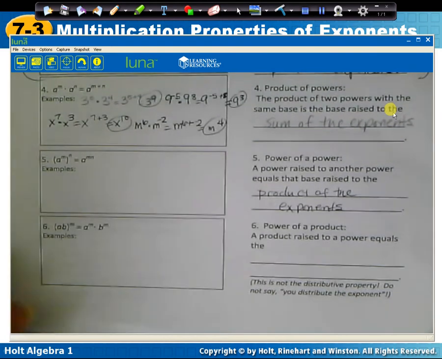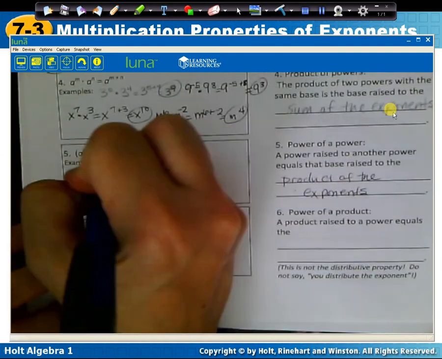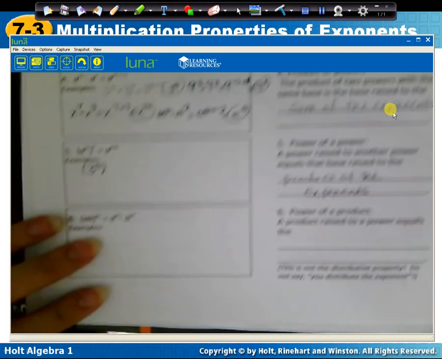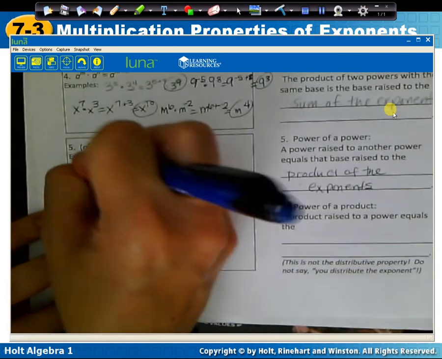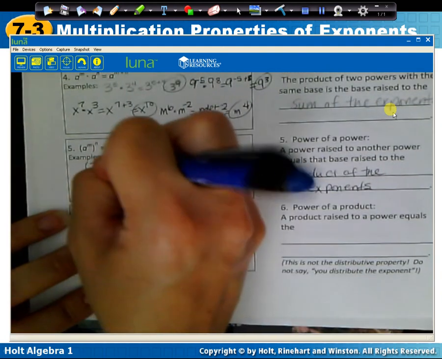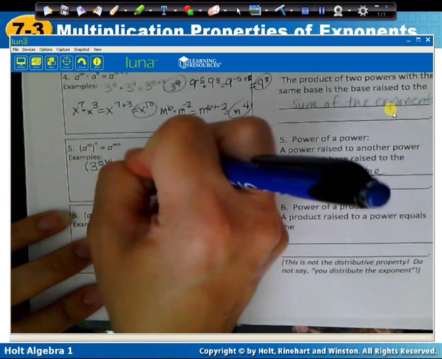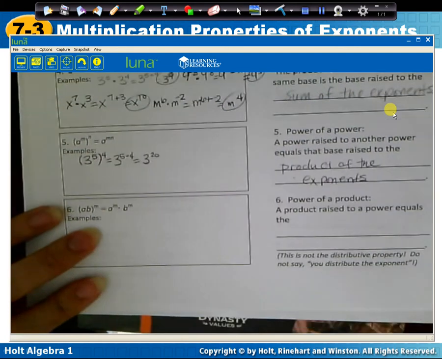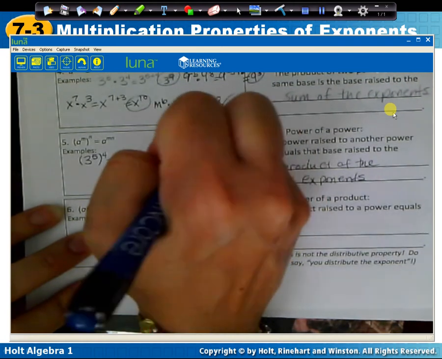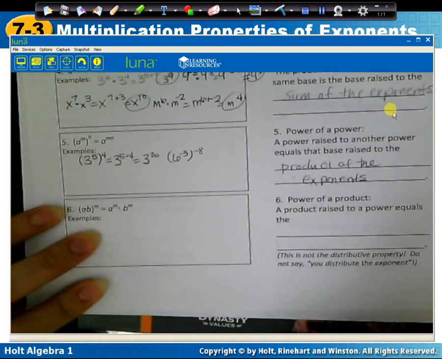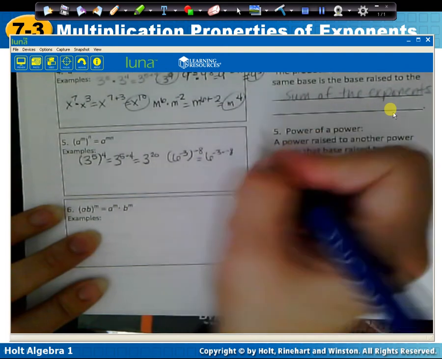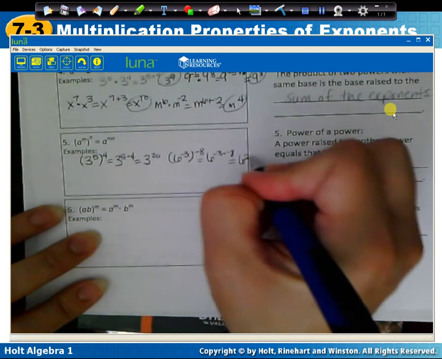Let's look at that in examples. Here it is in numbers. If I have 3 to the 5th raised to the 4th, that equals 3 to the 5 times 4, which equals 3 to the 20th. If I have 6 to the negative 3 raised to the negative 8, that equals 6 to the negative 3 times negative 8, which equals 6 to the 24th.